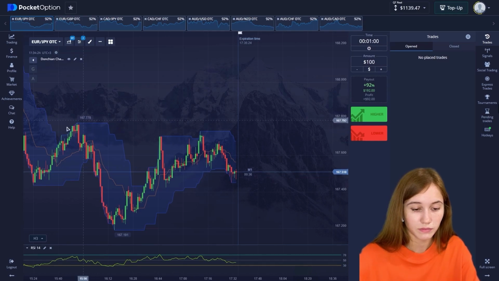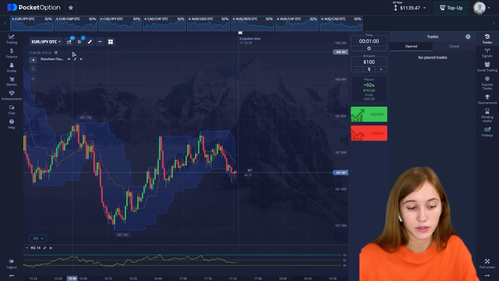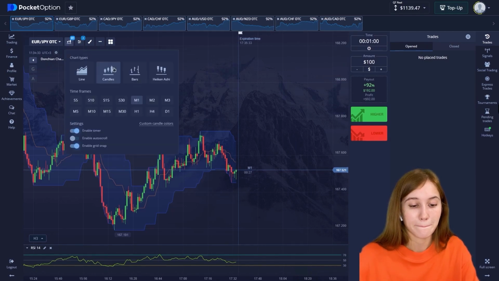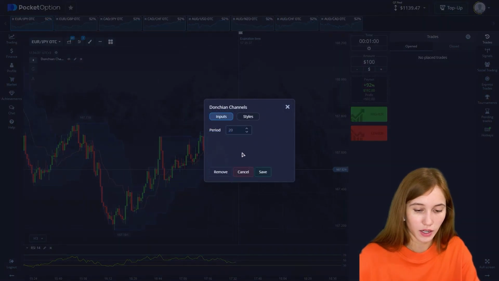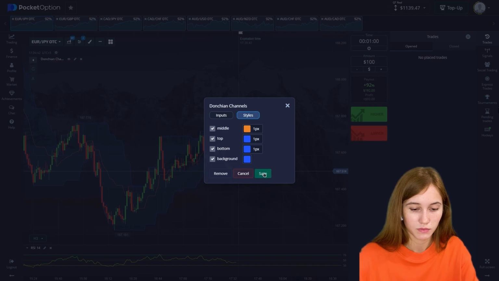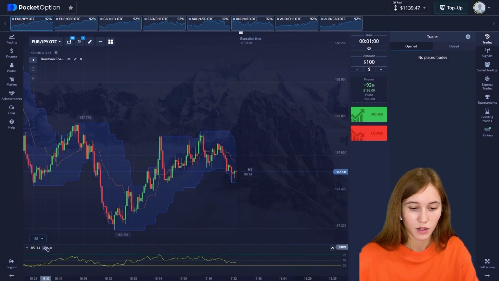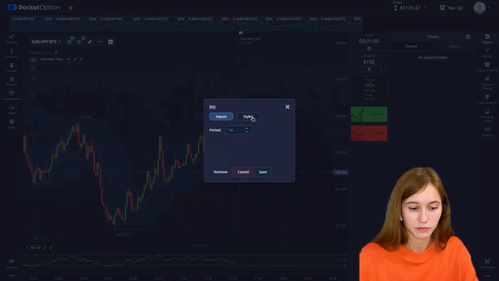Also, 2 indicators. The time frame was also 1 minute according to the indicators. This is the downtrend channel. Its settings. Also the RSI indicator.